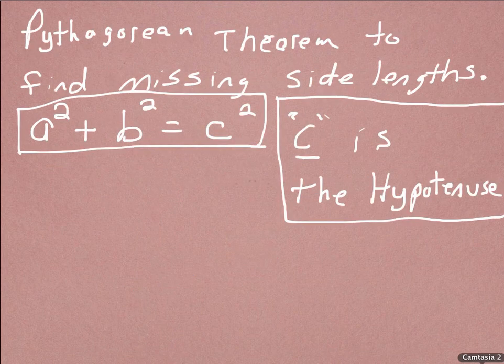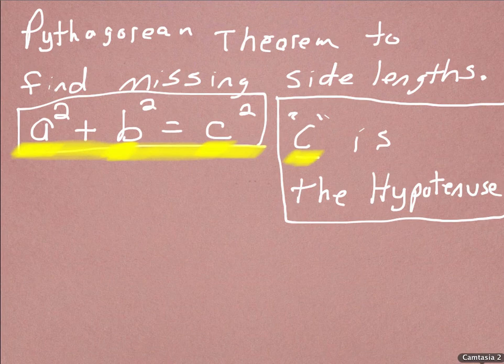So here's what we got with the Pythagorean theorem. We got to use the Pythagorean theorem to find missing side lengths. Now here's the thing. It's basically an equation. I got three variables, A, B, and C, C being the hypotenuse. The rule is that if you have a missing side, you have to know the other two side lengths, or it's not going to work. So keep that in mind. I have to know two of the three side lengths.